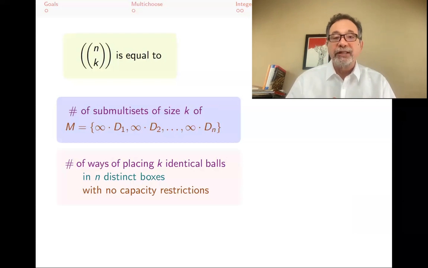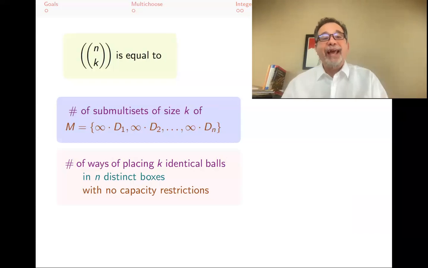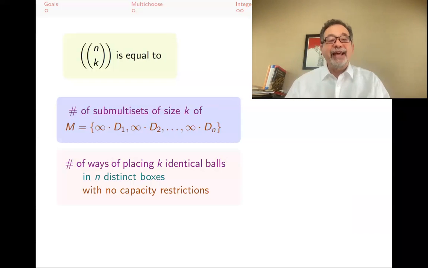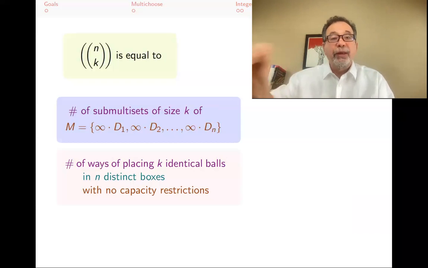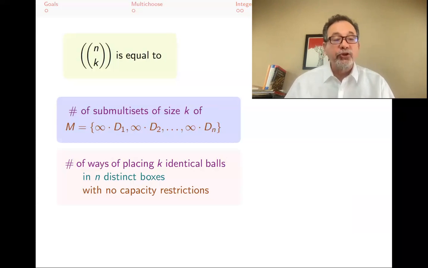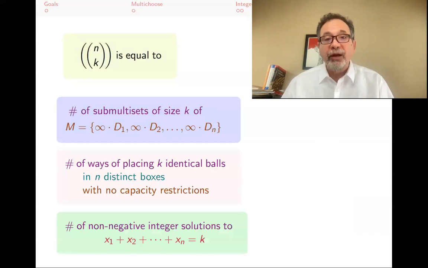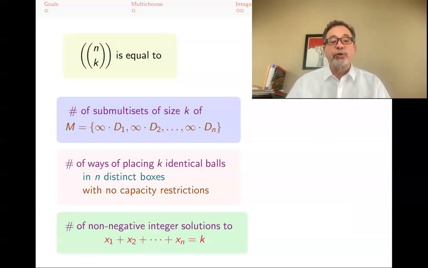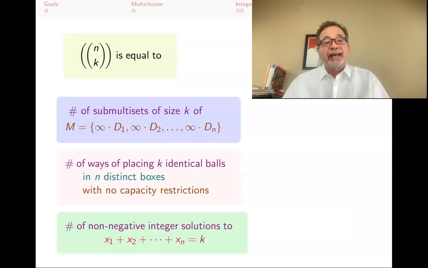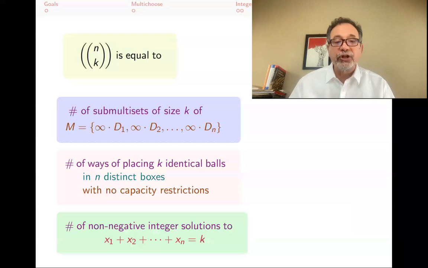You can think of the boxes as the donut types, and the k balls, when you put them in, are exactly telling you which k elements to pick. So those are the same. It's also the number of non-negative integer solutions to x1 plus x2 plus ... plus xn equals k. x1 is the number of d1s you're going to pick, x2 is the number of d2s you're going to pick, xn is the number of dn's you're going to pick. We've made this argument now several times.